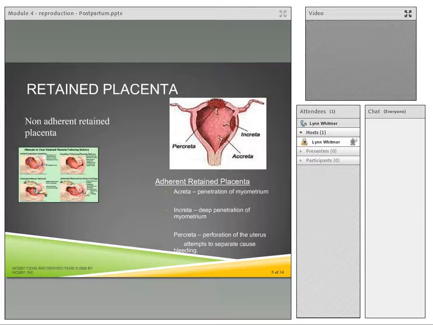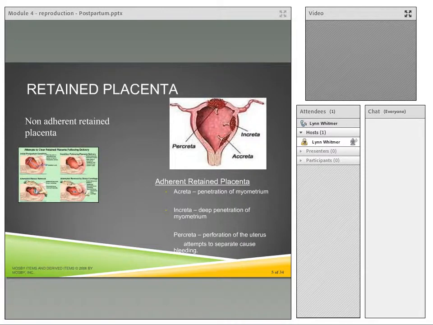The next is the increta, which is a deep penetration into the muscle layer of the uterus. When this happens, if we tug or pull too much on the placental bed, you can cause the uterus to invert, turn itself inside out, which would be horrific, devastating, and can only be resolved with a hysterectomy. The third is a percreta, where it actually goes through the entire uterine muscle and is now on the outside of the uterus as well. And again, if we pull and tug on that too much, it will invert the uterus.